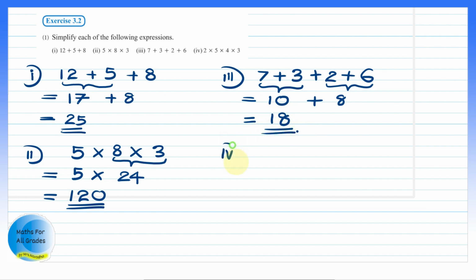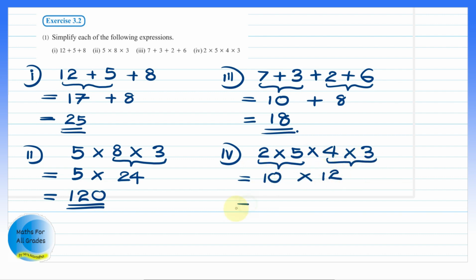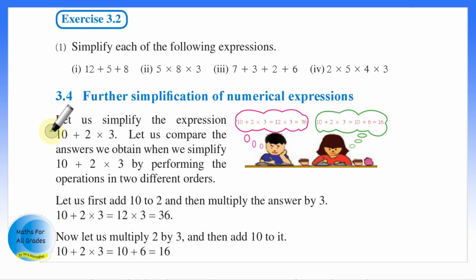Problem number 4. 2 times 5 times 4 times 3. 2 times 5, 10. 4 times 3, 12. Now do the multiplication of 10 times 12. It's 120. Now this is the important part of the lesson.